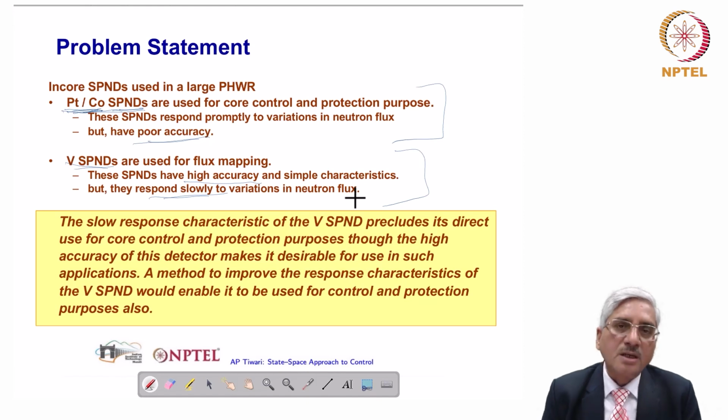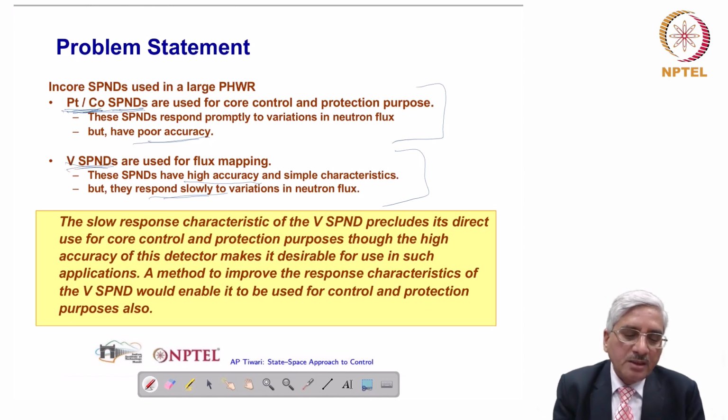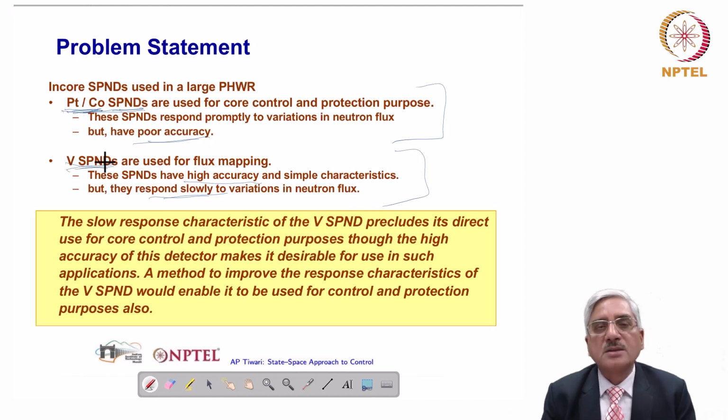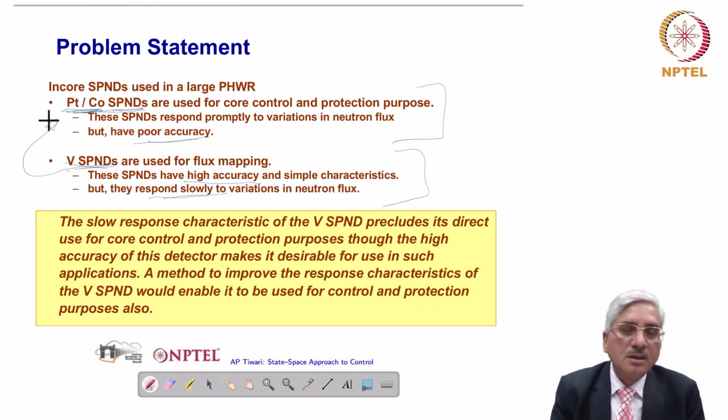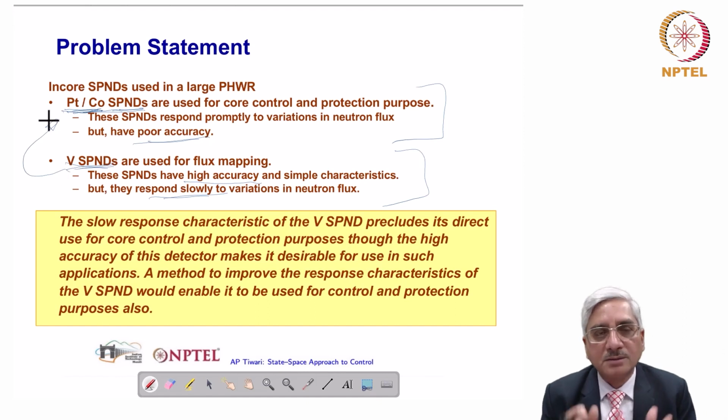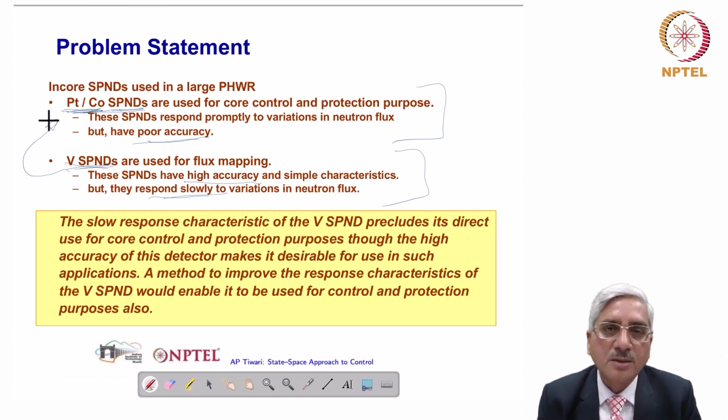So attempts should be made to make the vanadium SPND prompt responding in some manner. One way of doing this is to use a Kalman filtering approach. If it is successfully done, then the vanadium SPND, along with its associated Kalman filter, has accuracy and promptness in response, and so it can be considered in place of cobalt or platinum detectors.